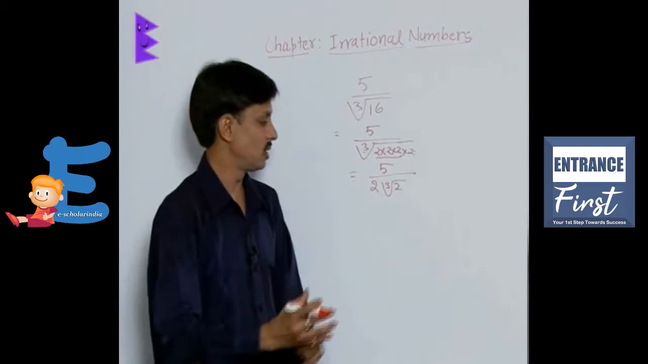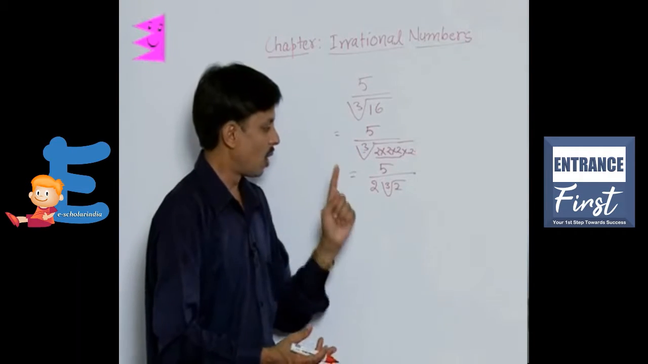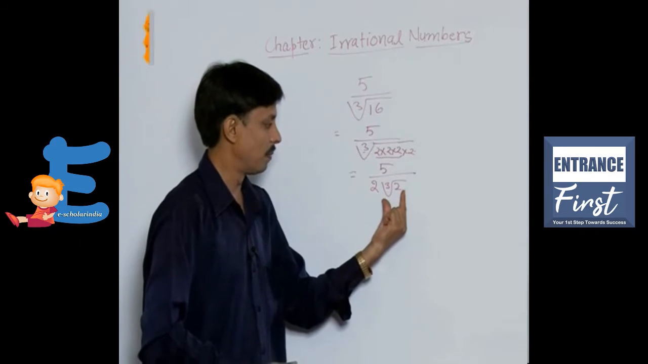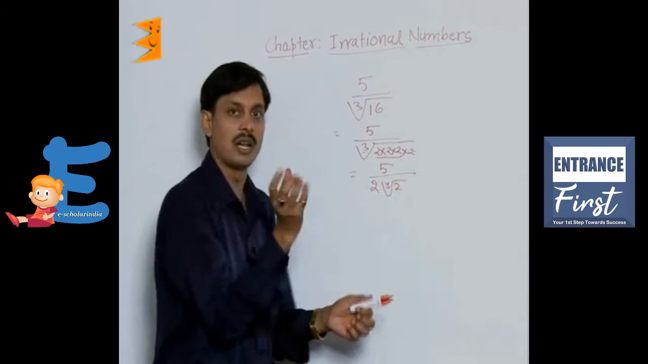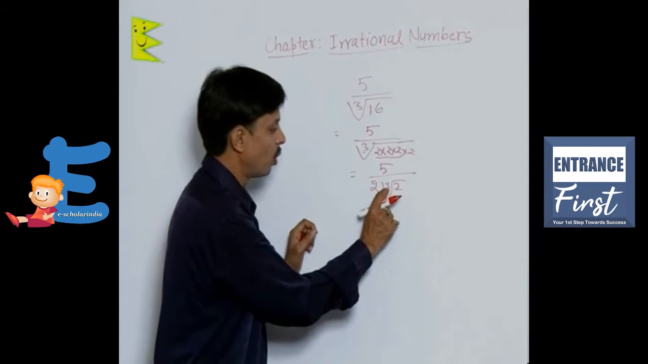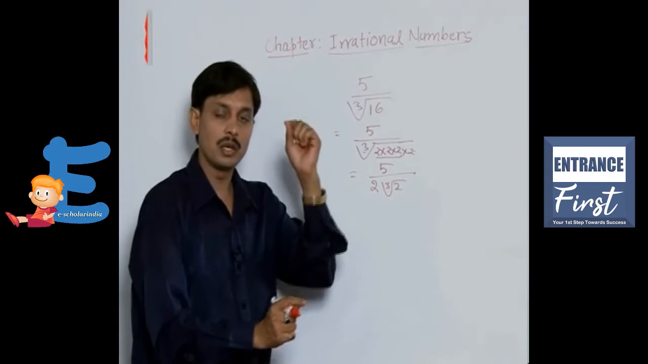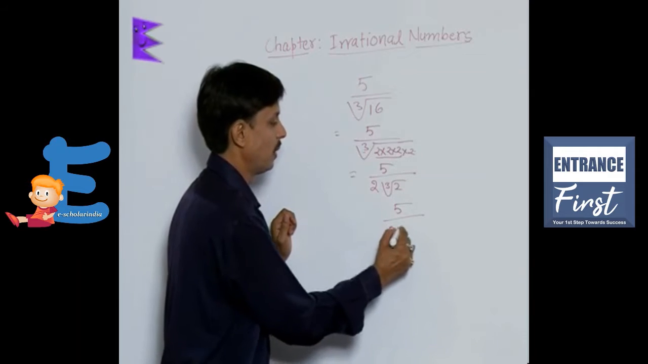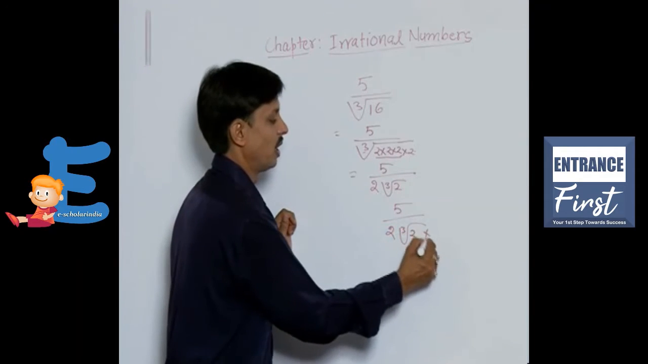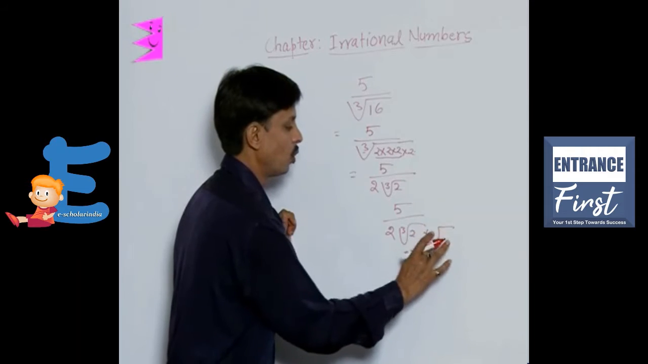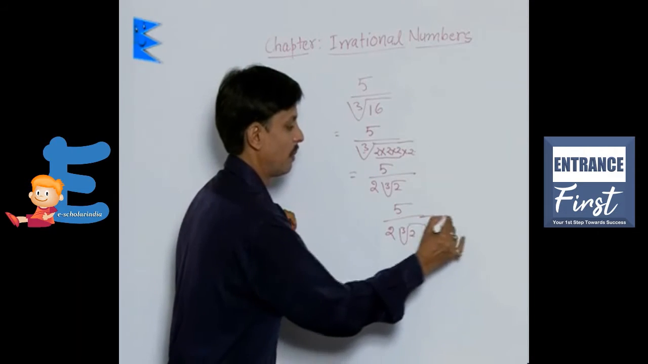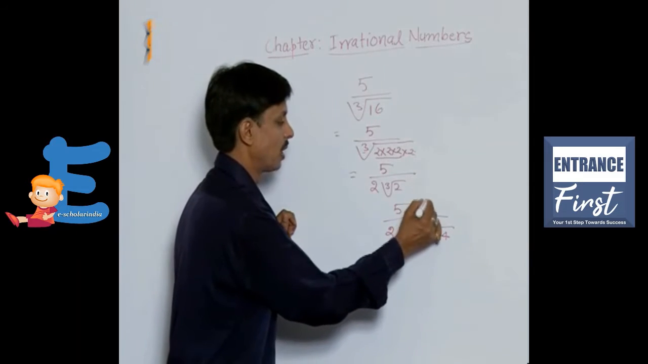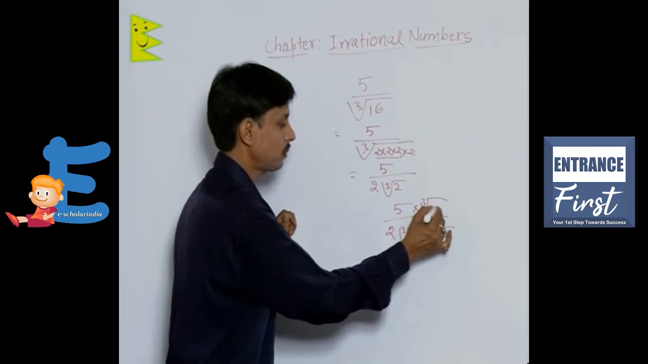Now the question is, we want to bring the denominator in the rational form, in the form of a number where the denominator must be what? A rational number. So in order to remove this cube root of 2, what do we need? Cube root of 4. So I multiply numerator and denominator both by cube root of 4. Cube root of 4 in the denominator, then the numerator will also be multiplied by cube root of 4.